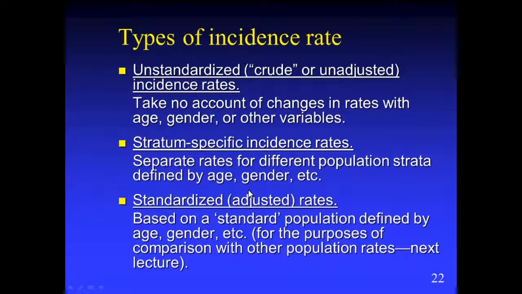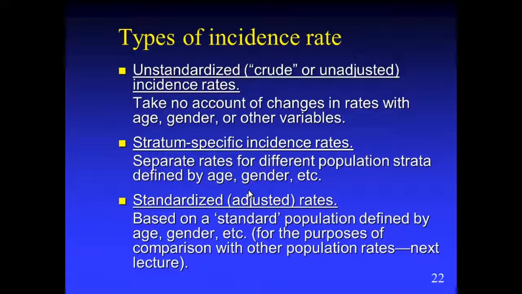Now there are a number of types of incidence rates which we'll be referring to, and so far I've only talked about what we might refer to as crude or unadjusted incidence rates or unstandardized incidence rates. And these are incidence rates which don't take into account any of these other factors, such as calendar period or age of people or male or female or racial group. They're the raw rates, and they're really of fairly limited utility.